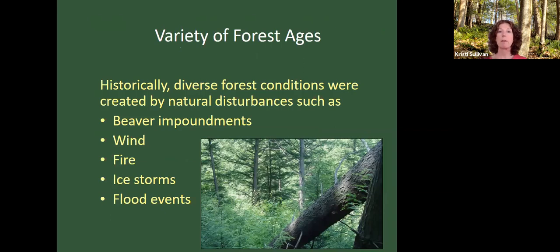When it comes to a variety of forest ages, historically, diverse forest conditions were created by natural disturbances, things like beavers building dams and creating impoundments that then flooded areas and created shrubby wetlands and open meadows. Wind could be a factor that created a natural disturbance in a forest, windstorms, fire historically in some areas, ice storms, so ice accumulating on tree branches and causing the trees to actually fall down, and flood events were another example of historic conditions or disturbances that may have created a diversity of forest ages.